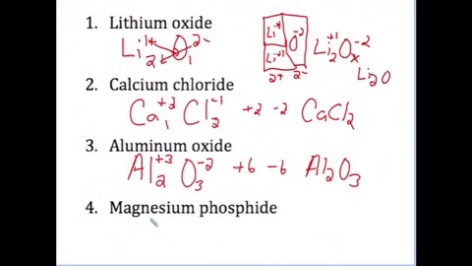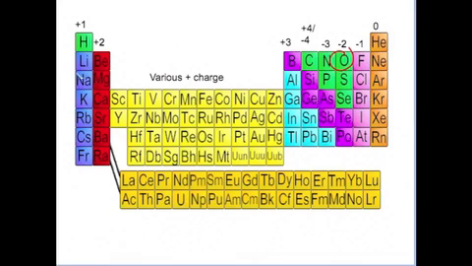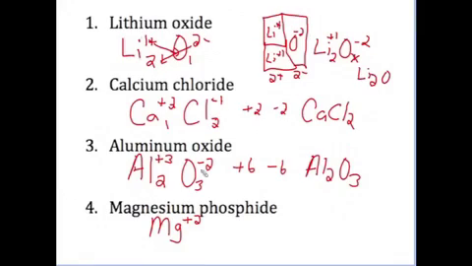Okay, magnesium phosphide. You look up magnesium on the periodic table. It's +2. Next we're going to do phosphide. There's phosphide right there. That's going to be -3. The charges are not equal, so you switch them. You go to 3 there, the 2 goes there. So you get Mg3P2.